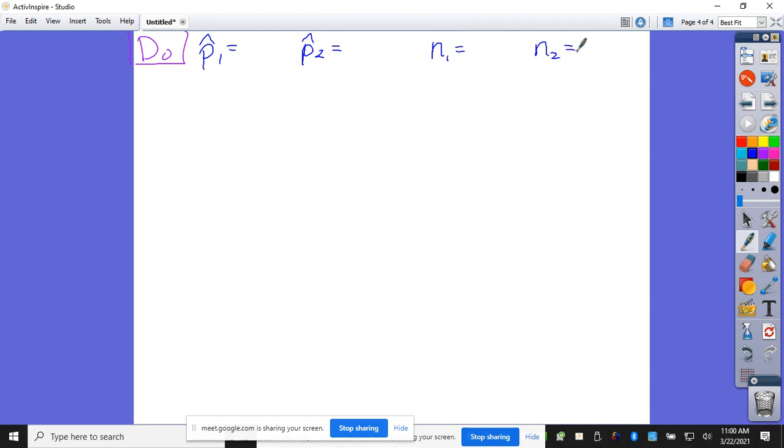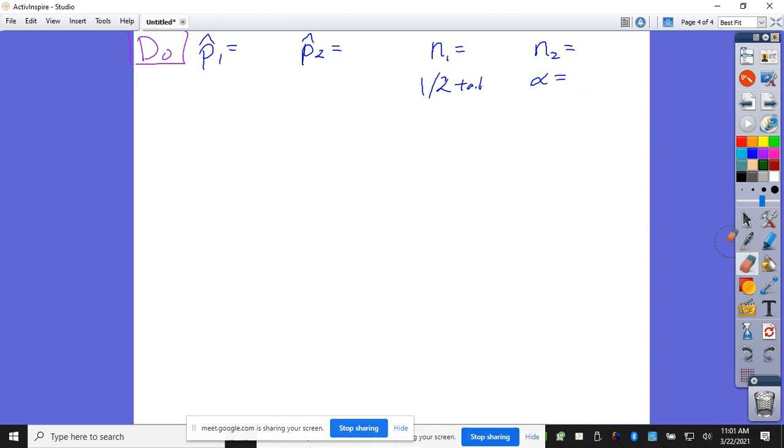And sometimes I change the order there. Sometimes I'll write P hat 1 next to N1 and then P hat 2 next to N2. That's up to you. Now, this goes back to, I'm going to finish writing with the way we think it would be. 1 or 2 tail. And alpha.